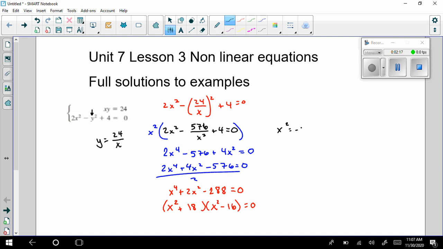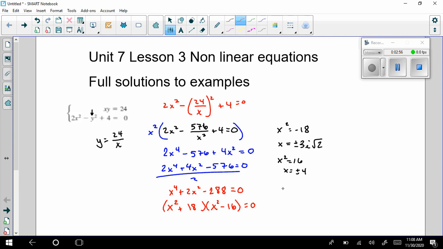I get x squared equals negative 18. So x equals plus or minus 3i root 2. Those are non-real answers, so it doesn't really help us. We can't plug those in and find the y value. And then we get x squared equals 16, so x equals plus or minus 4. So those are the ones we're going to plug in.